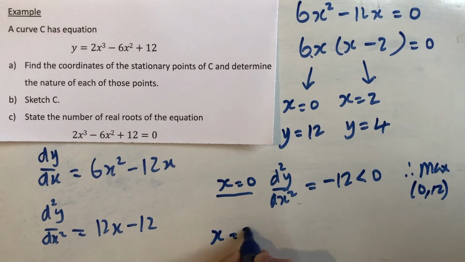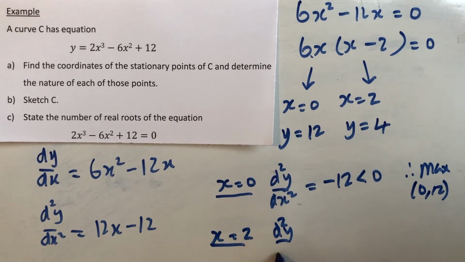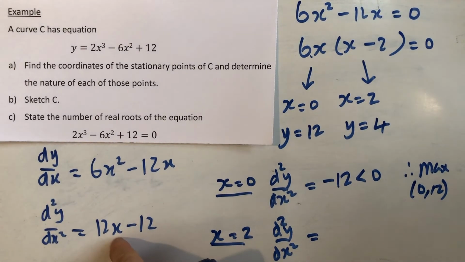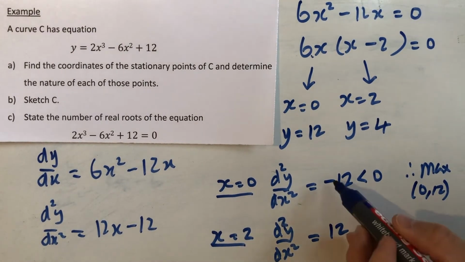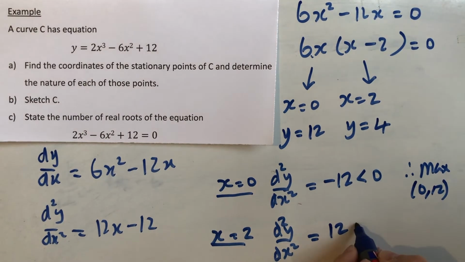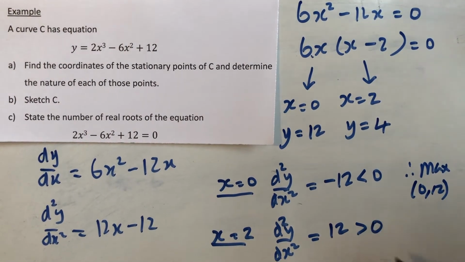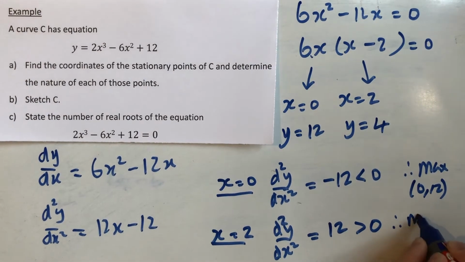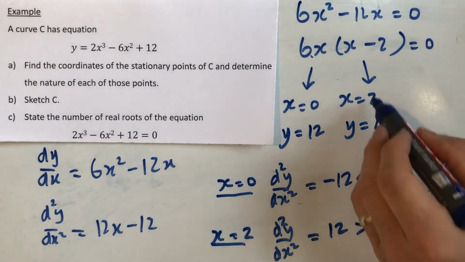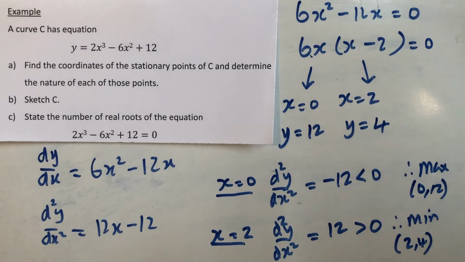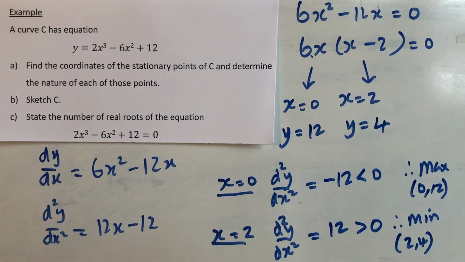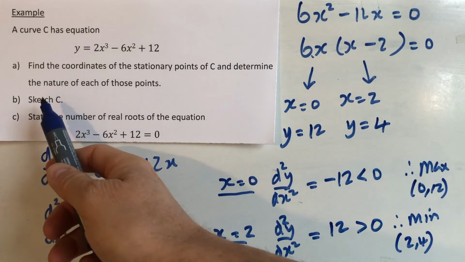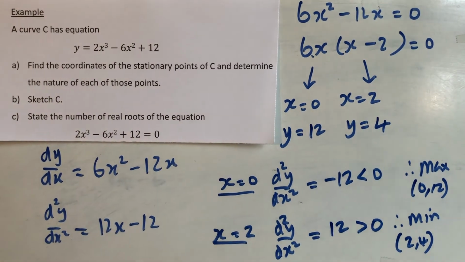Repeat the same maths with the 2. So put 2 into there, you get 24, take 12 is 12. You tend to find that these are the same but opposite signs. Not always, but more often than not. Anyway, that's greater than 0, so therefore we've got a minimum at 2, 4. So they are our 2 points, and from that we can then move on to part B and sketch the graph.